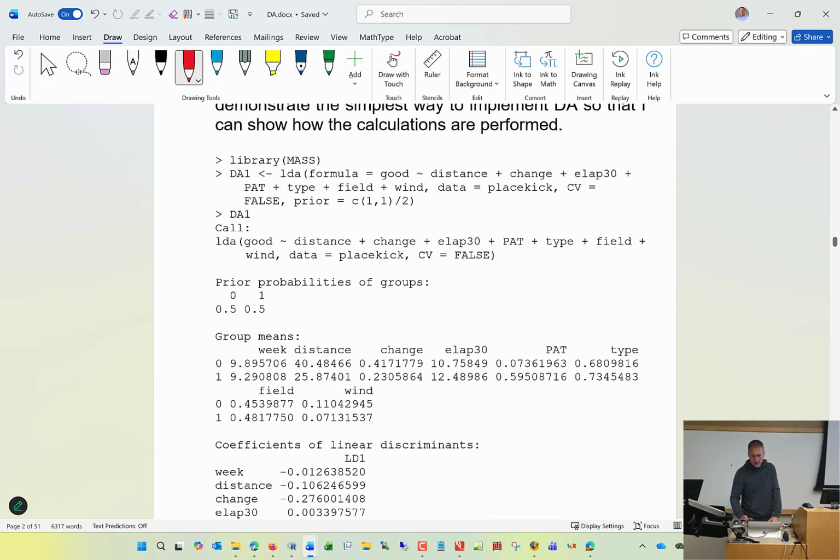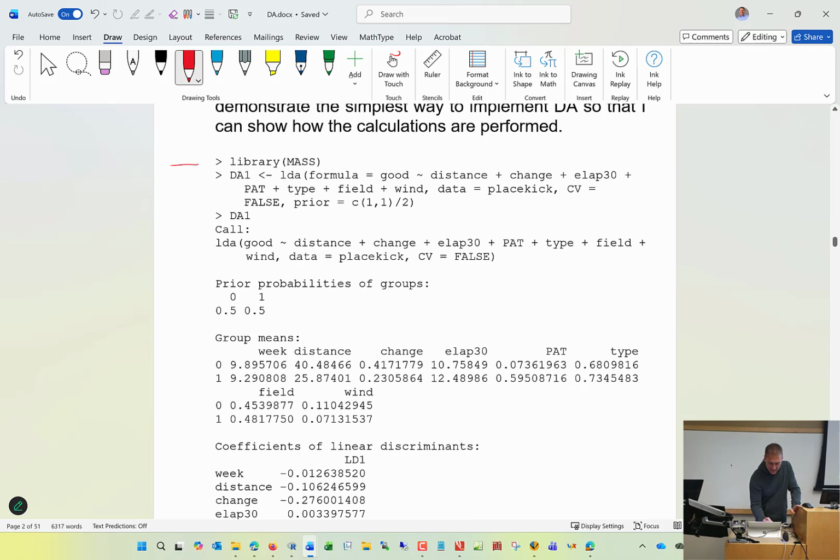Okay, let's get to the main point here. What we see is a little bit of separation in that plot, which makes us think, okay, maybe I might have some success in differentiating between the successes and failures for a place kick. So let's go ahead and do discriminant analysis.